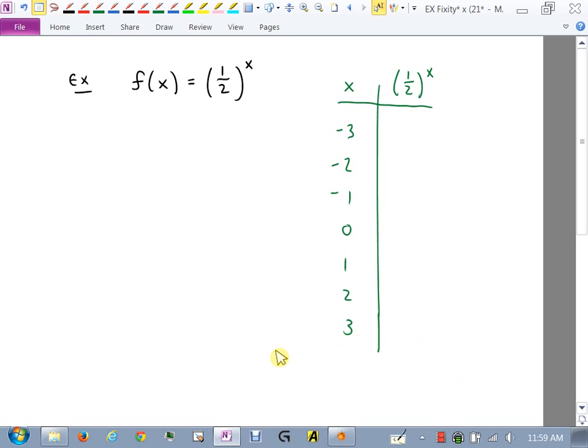Anyways, let's get back to exponential functions. See, it's distracting. Texting is distracting, even in a classroom.